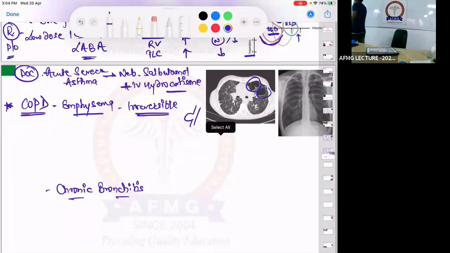What is the normal lining of respiratory tract? Ciliated or non-ciliated? Ciliated, and mucus secreting. Columnar or squamous? Columnar. So the normal lining of the respiratory tract is pseudostratified, ciliated, columnar epithelium.